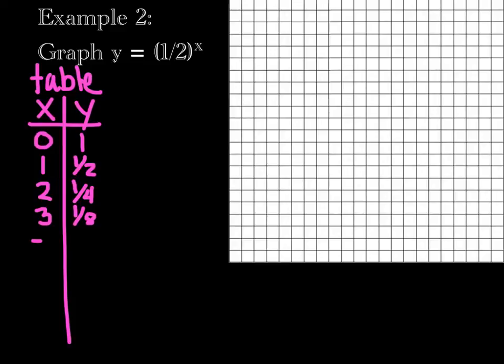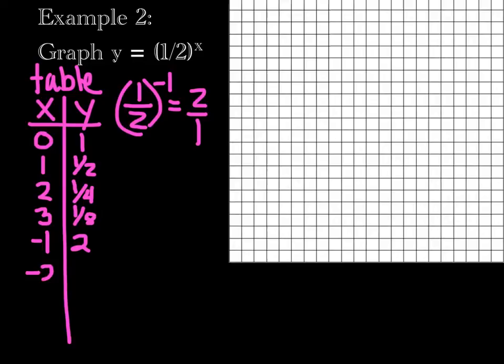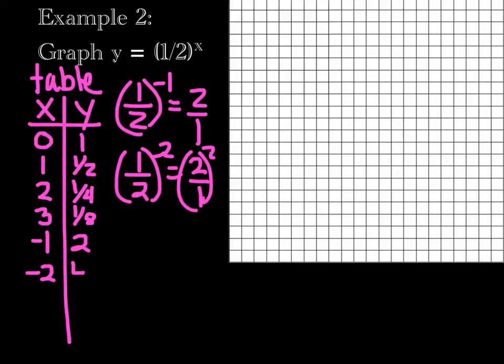If x is -1, and I take 1/2 raised to the -1, that means take the reciprocal. So 1/2 to the -1 is 2. If I raise it to the -2 power, 1/2 to the -2 power would be 2 over 1 squared, which is 4. 1/2 to the -3 would then be 2 over 1 cubed, which is 8, and so on. So now let's plot those points.